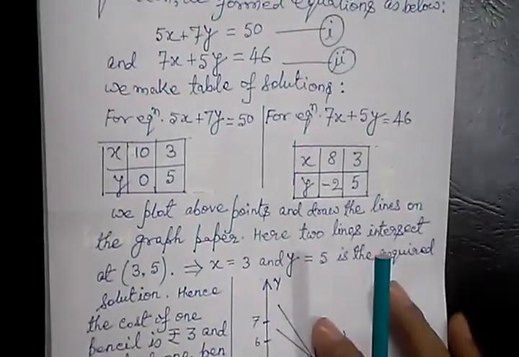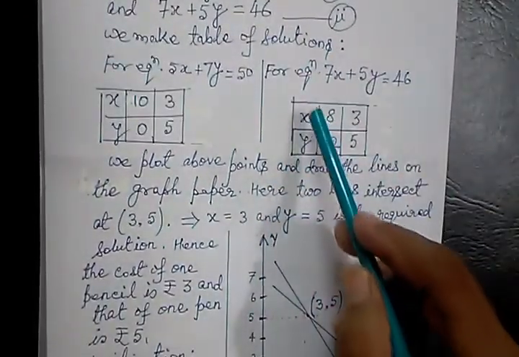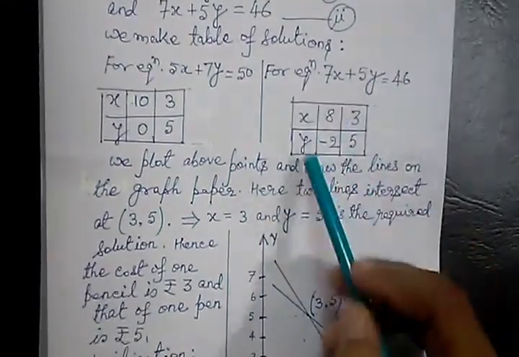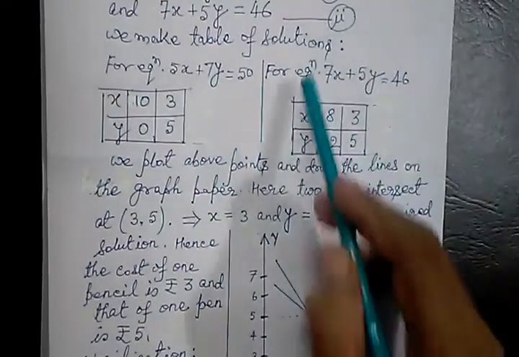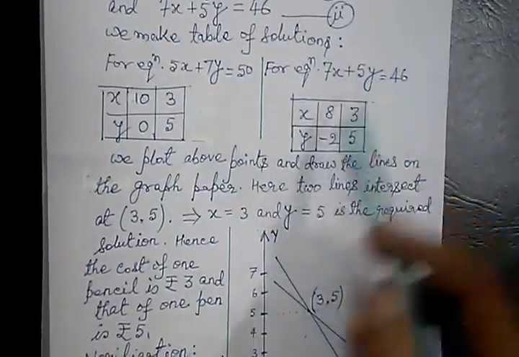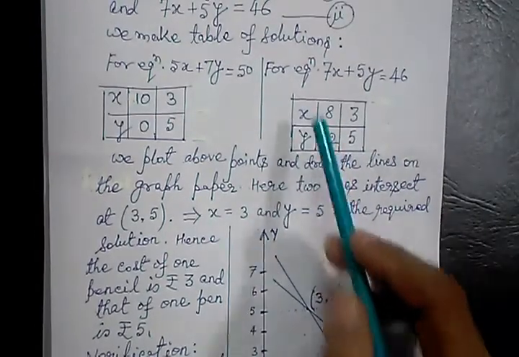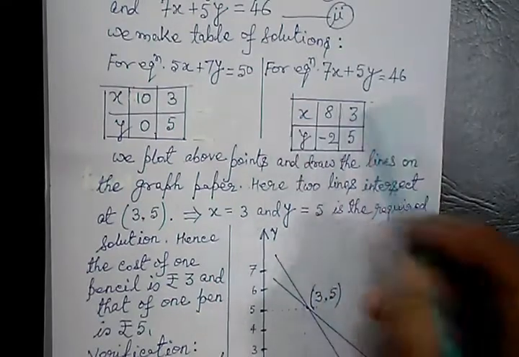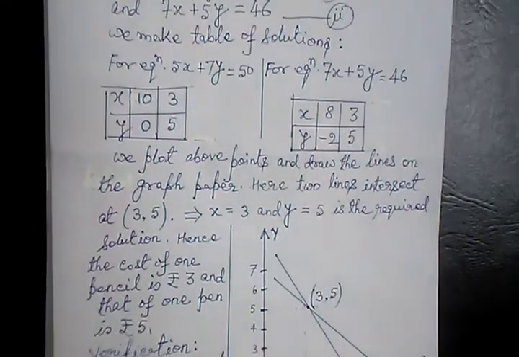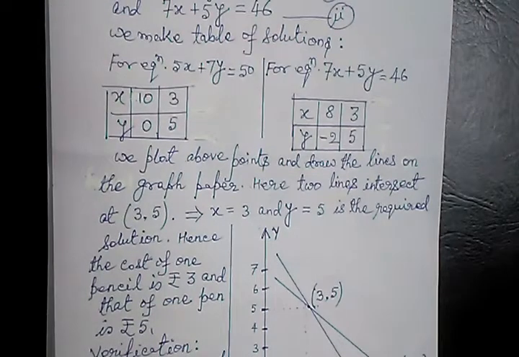Then coming to the second equation, for x equal to 8, we will get y equal to minus 2 when putting in equation number 2. So as x equal to 8, y equal to minus 2. And also when you take the second point, x equal to 3, then y will be 5. In this way, we have now obtained the points.